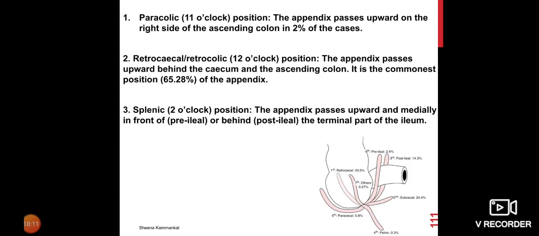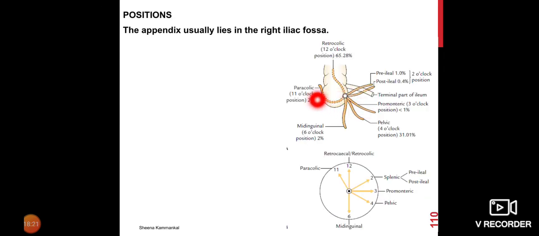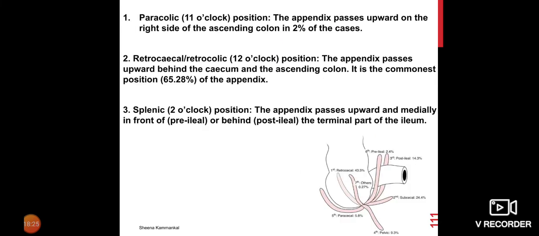11 o'clock position: the appendix passes upwards on the right side of the ascending colon. It is present in 2% of cases. Next is the retrocecal position, the 12 o'clock position, present in 65% of people. The appendix passes upwards behind the cecum and lies there.